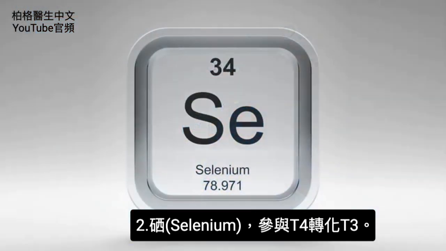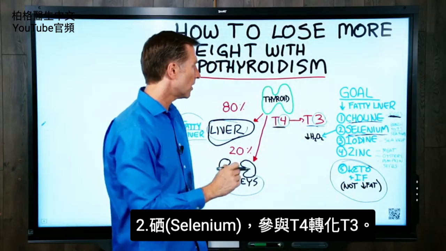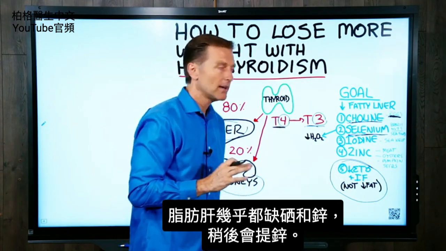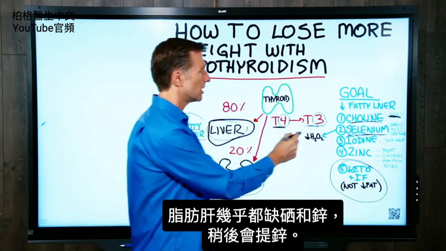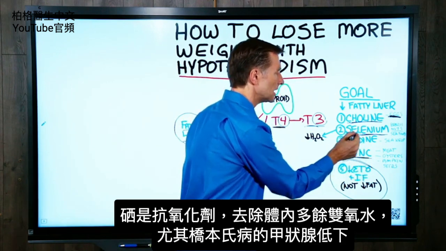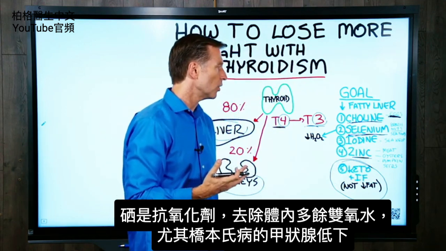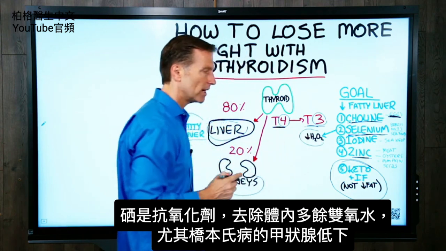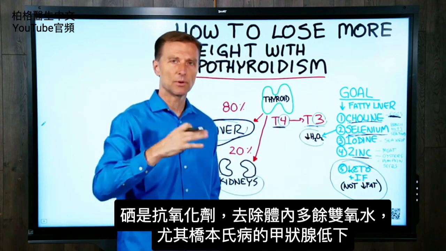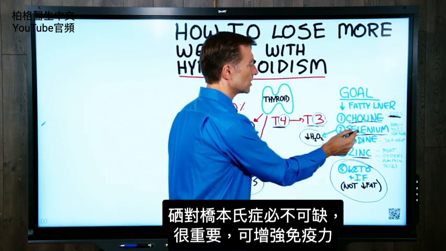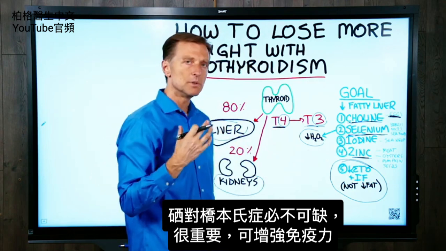Next thing is selenium. Okay, why selenium? Selenium is also involved in the conversion from T4 to T3. People that have a fatty liver are nearly always deficient of selenium, as well as zinc. We'll get to this in a minute. But selenium is an antioxidant, so it actually gets rid of the excess hydrogen peroxide in your body that's generated, especially if you have Hashimoto's hypothyroidism. So selenium is essential if you have Hashimoto's. This is really important because it's going to help your immune system.